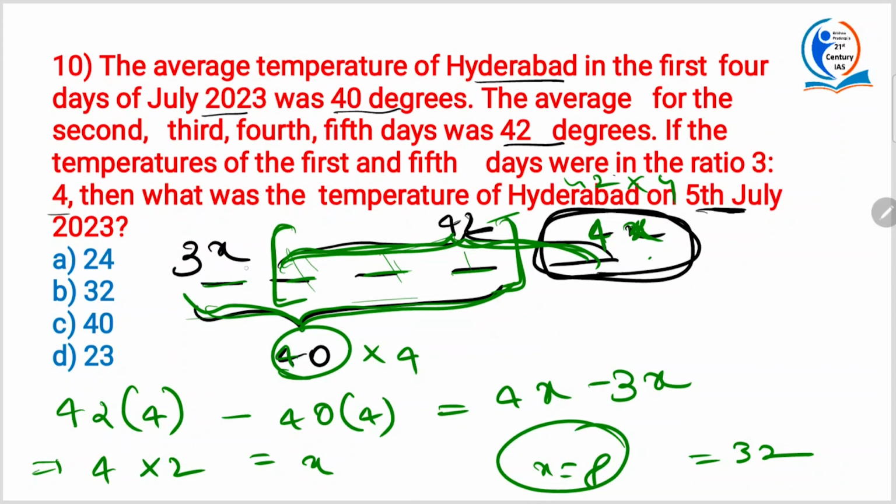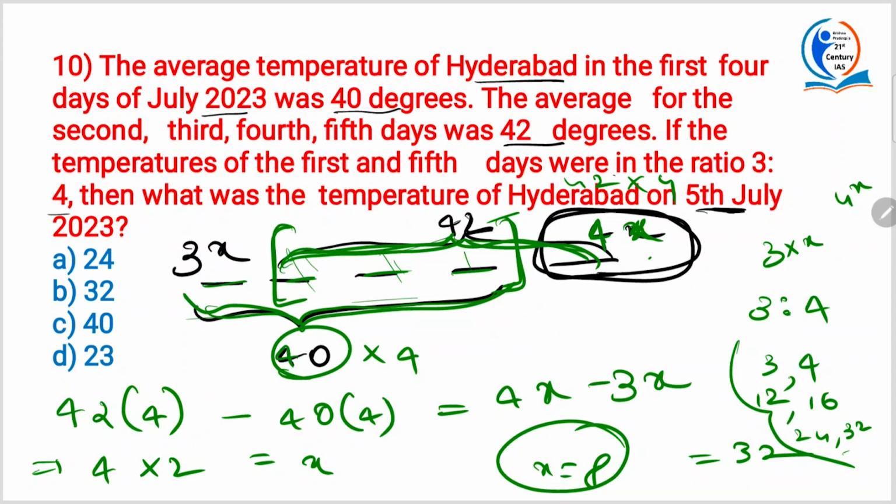Alright. So when ratios are given, if two numbers are in the ratio 3:4, the numbers could be 3 and 4. The numbers could be 12, 16. The numbers could be 24 and 32. So we don't know what those numbers are in absolute terms. Therefore, in generic form, we take the numbers to be 3x and 4x. That is what I've taken here. Now 4x is the absolute number, that is the temperature on 5th day. So we need to find 4x.